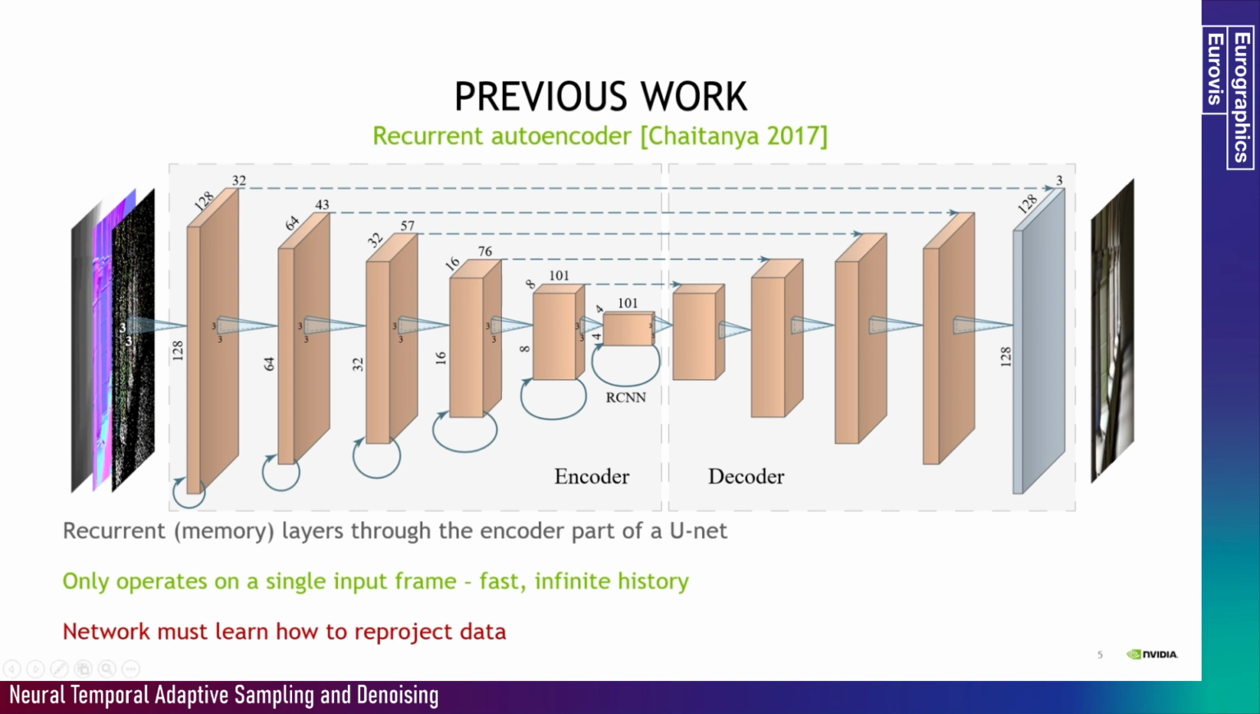Chaitanya proposes to use a recurrent autoencoder consisting of an encoder part on the left here that compacts the data into a bottleneck, and then the data is once again expanded in a decoder part. Temporal reuse is handled by having a small memory cell or RNN on each hierarchical level of the encoder. The good thing about this design is that it only operates on a single input frame at a time, which means that it can be made pretty fast, and it can also support infinite reuse or history. The main challenge of this approach is that the network needs to learn how to reproject the data, which actually turns out to be a very hard task for the network.